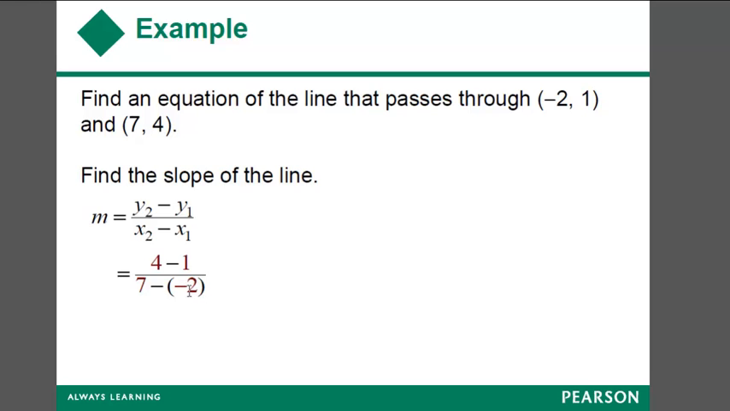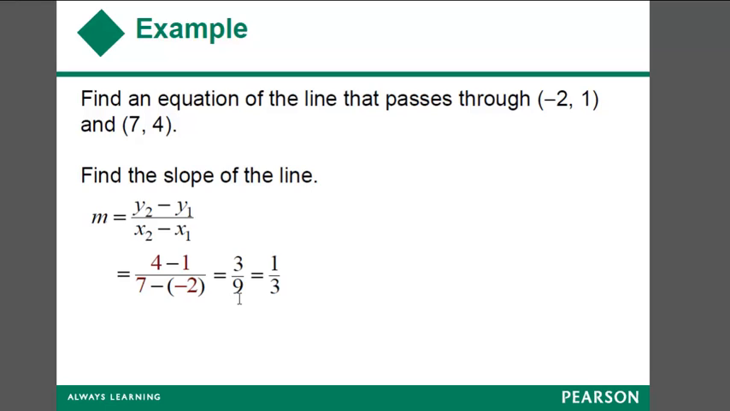Remember that this means the opposite of negative 2, which becomes plus. So this becomes 7 plus 2. 4 minus 1 is 3. 7 plus 2 is 9. 3 over 9. Can I stop there? No, I need to simplify. What number will go into both of those? A 3. Divide both of them by 3 and I get 1/3. So my slope is 1/3.